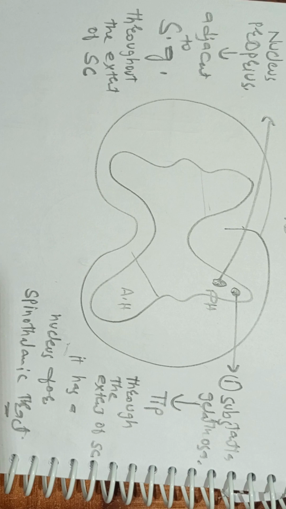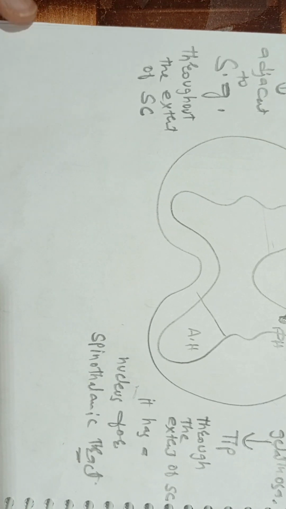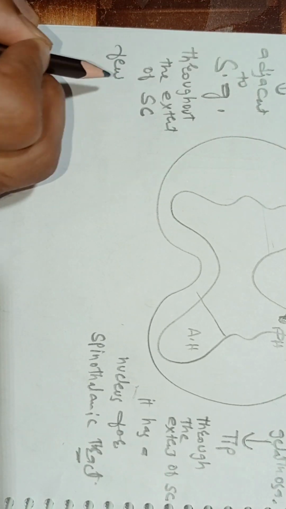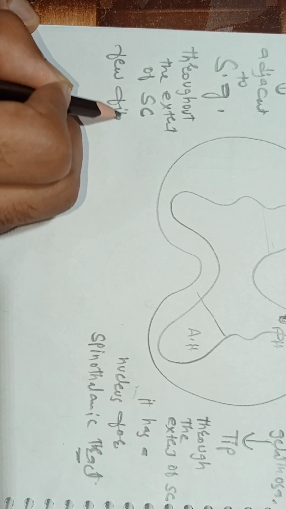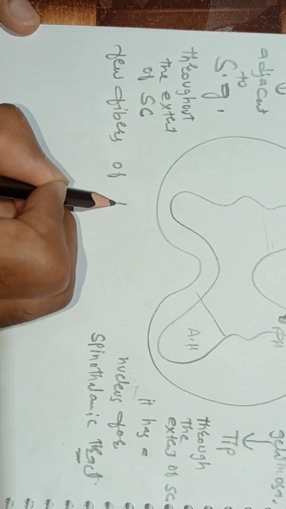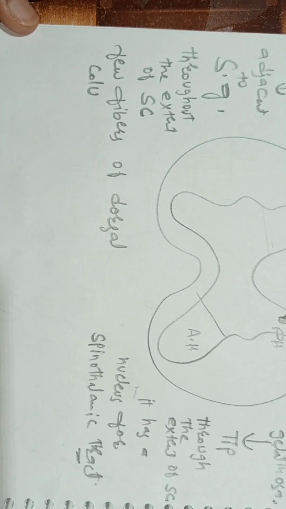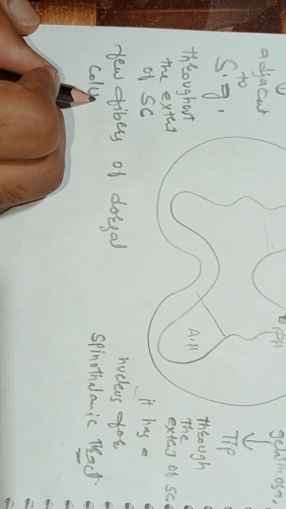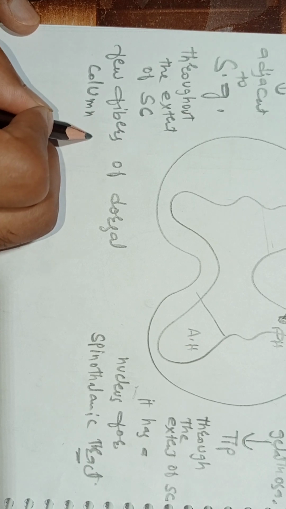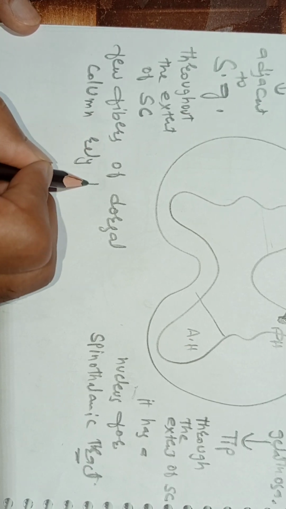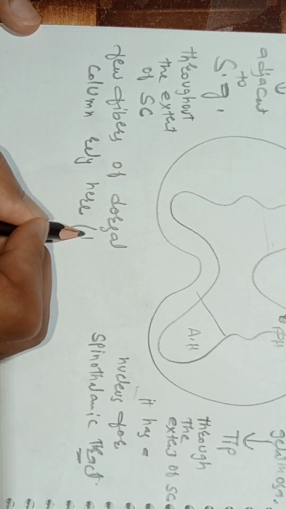Clearly, the second point is in the nucleus proprius. And the third point: a few fibers of the dorsal column relay here. The dorsal column we will also study in the tracts of the spinal cord in another lecture. The fibers relay here to elicit reflex.